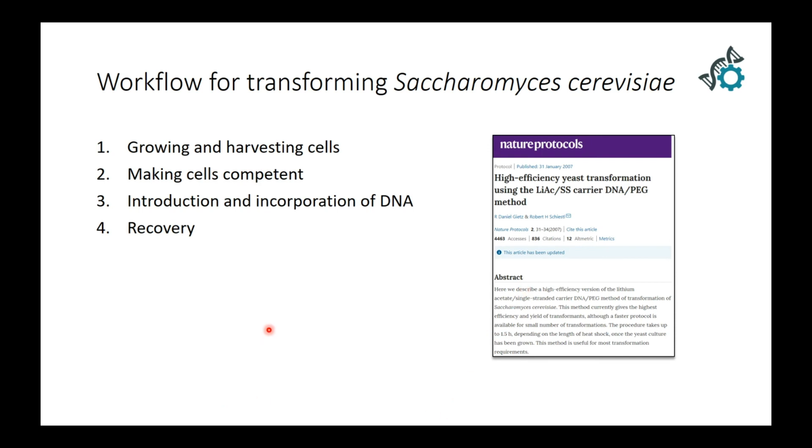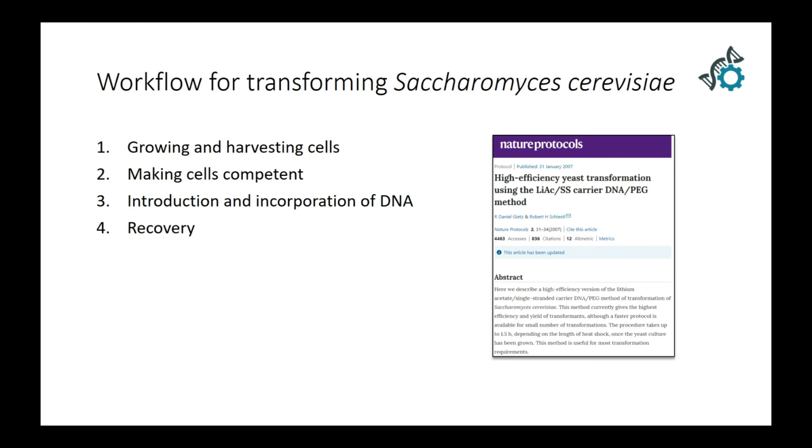For transformation of yeast, you can split the workflow into 4 categories. First, you need to grow some cells that you want to transform. Then we make the cells competent by treating them with a few chemicals. Then we introduce the DNA, so this is actually the transformation. And lastly, we recover the cells. And why do we need a recovery step? Well, treating yeast cells with all these chemicals is kind of toxic to the cells, so good recovery is necessary.